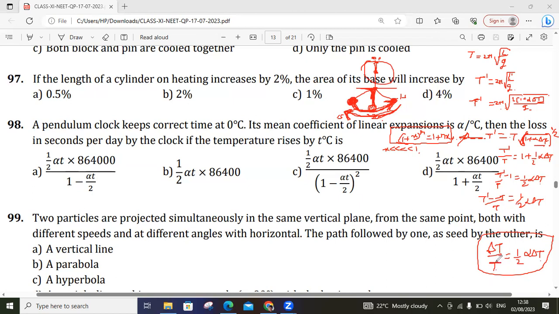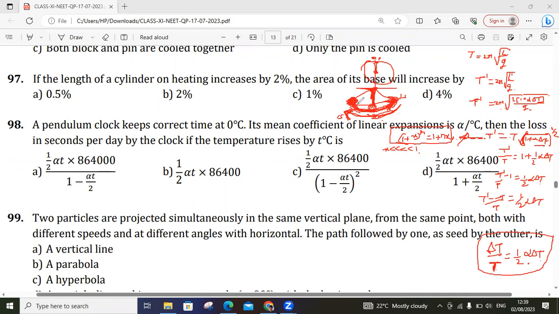Suppose you put capital T as 1 second. Now how much will delta T be? This much extra time it will take to complete one extreme to another extreme. Suppose T is 1 and delta T is 0.3. It means T dash is 1.3, correct? T dash minus T is 0.3, so it has increased by 0.3 seconds.